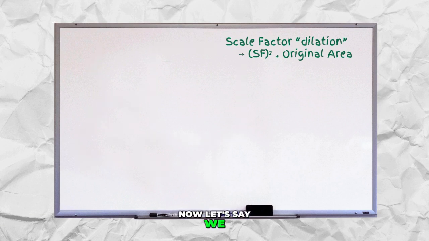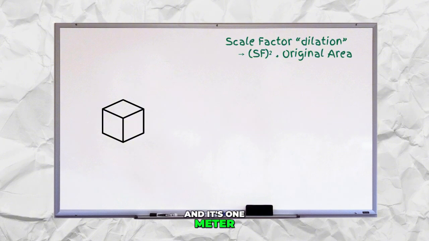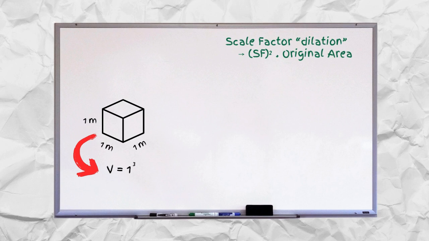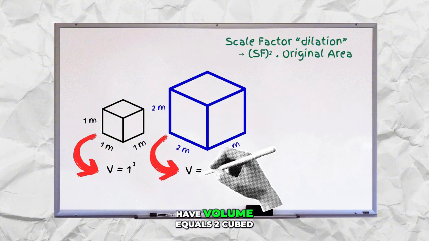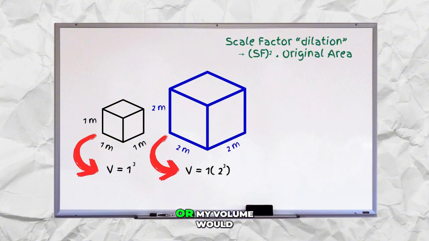Now let's say we have a 3D cube and it's 1 meter by 1 meter by 1 meter. That means my volume is equal to 1 meter cubed. By the same token, if I were to have another cube that was just a little bit bigger and it was 2 meters by 2 meters by 2 meters, well, now I would have volume equals 2 cubed, or my volume would equal 8.